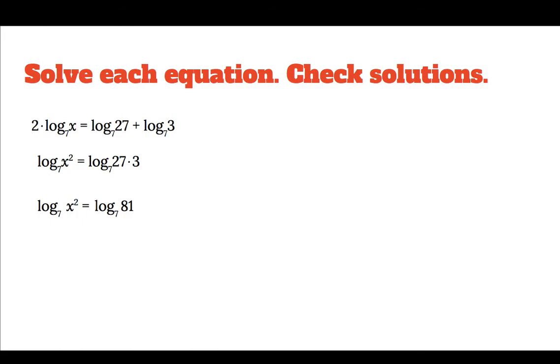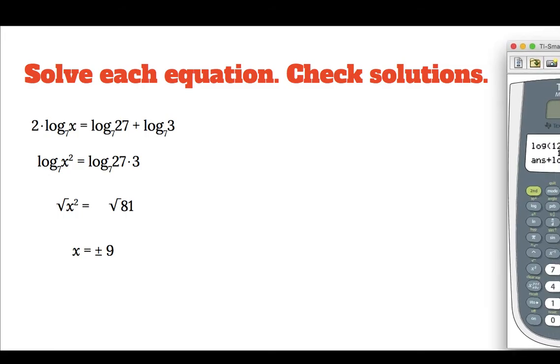Well, here we have logs with the same base. So I'm going to disregard the logs, and I'm just going to focus on when x squared is going to equal 81. Solving that equation, we would take the square root of both sides, and when we take square roots, we get an even root, so we have to worry about the plus or minus. So right now, x could be equal to plus or minus 9. But again, we have to be careful and check for extraneous solutions.